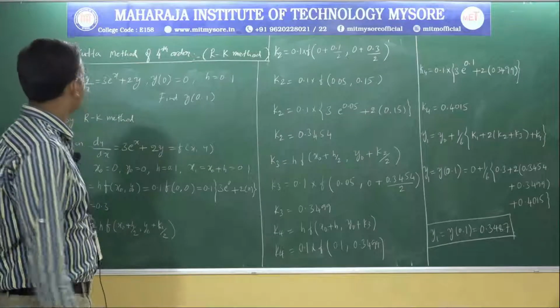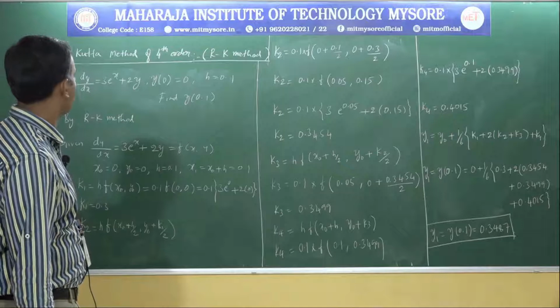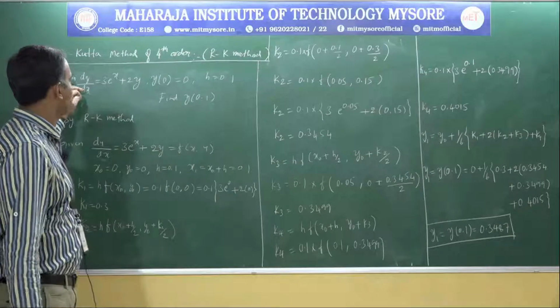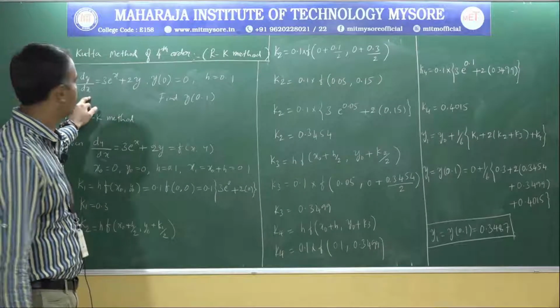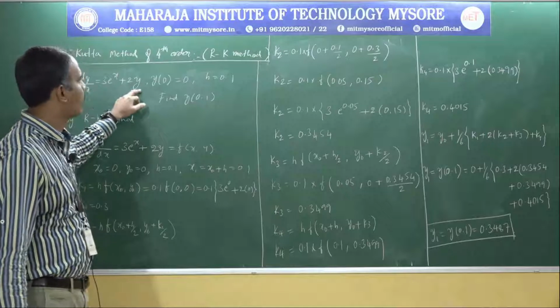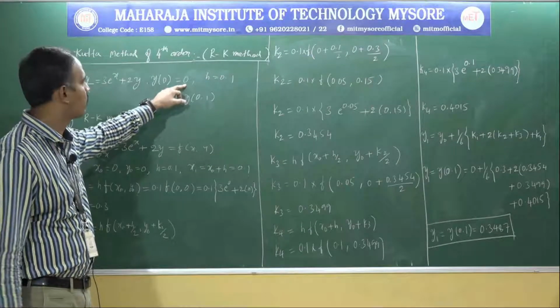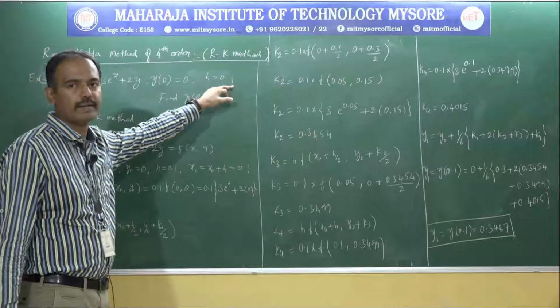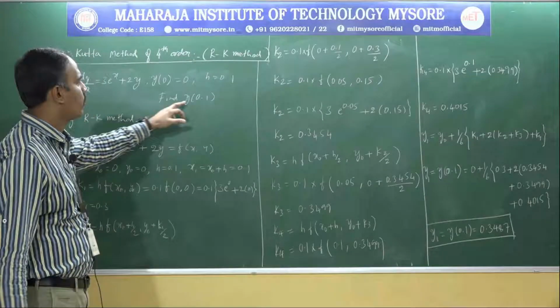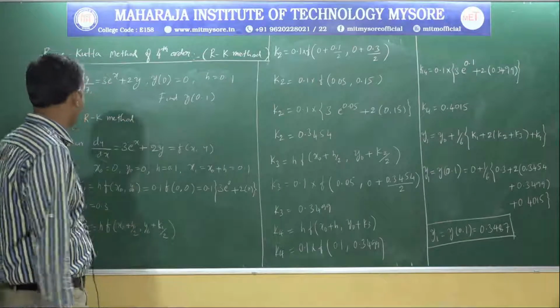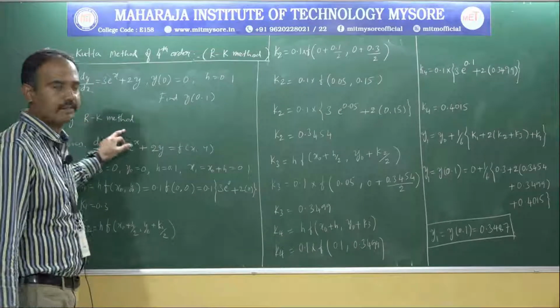Here is now the next example. The given example: dy by dx is equal to 3 e power x plus 2y, y of 0 is equal to 0, h is equal to 0.1. To find y of 0.1 by the RK method.